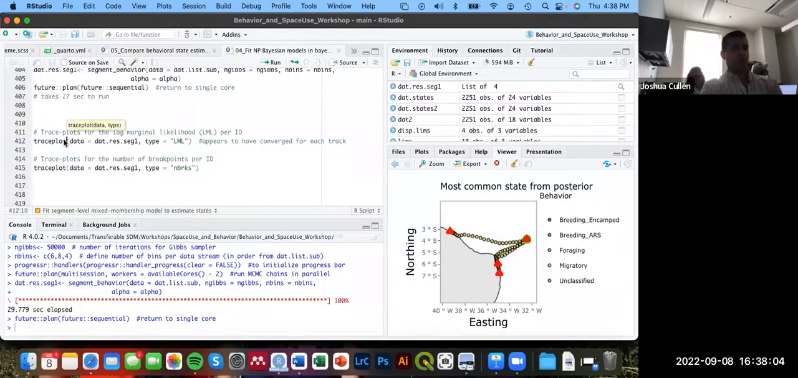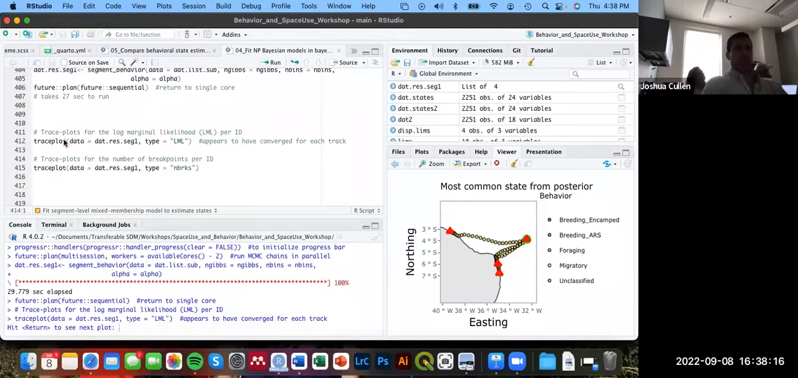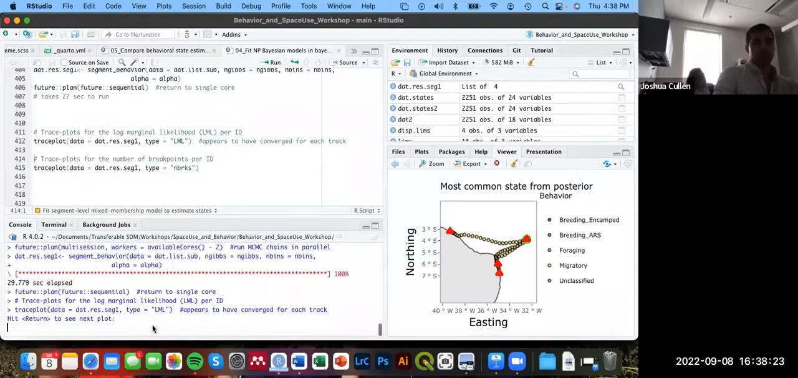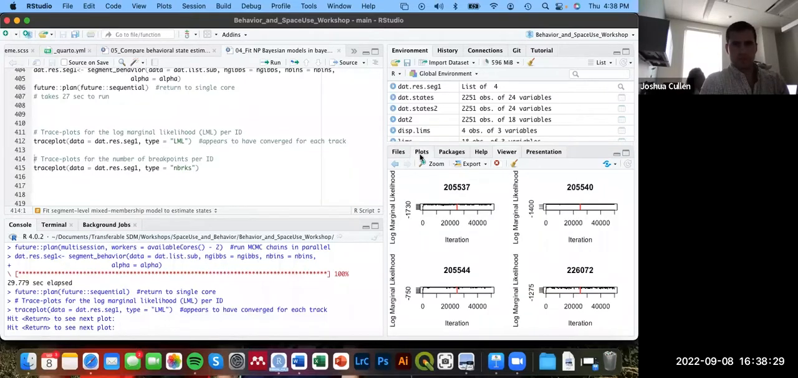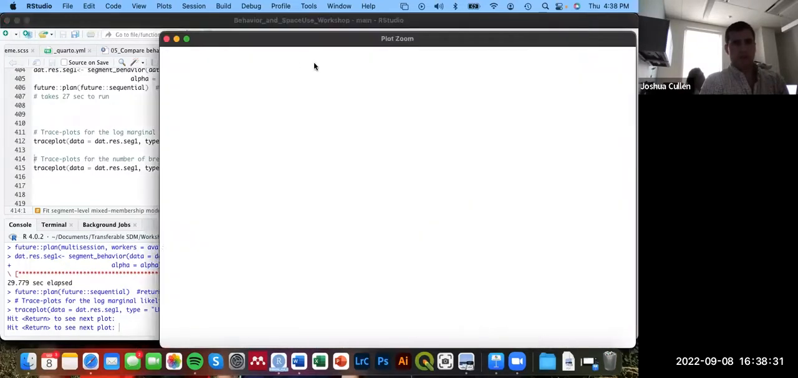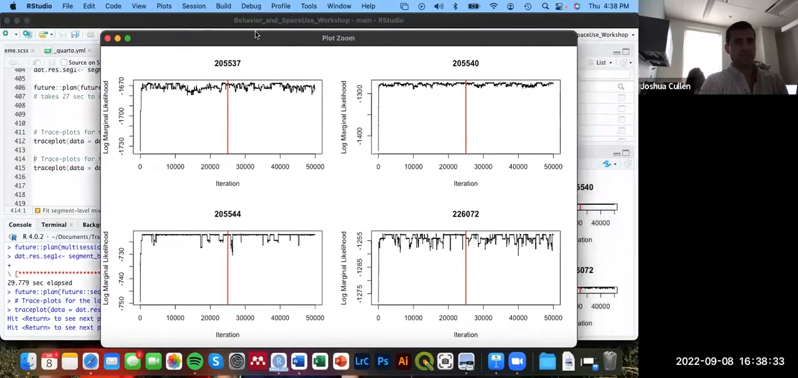So similar to the M3 model, for M4, we're also only going to evaluate the likelihood. In this case, it's the log marginal likelihood. And this will make a different likelihood plot per individual, since each individual is analyzed separately. Okay, so this is the first 4.